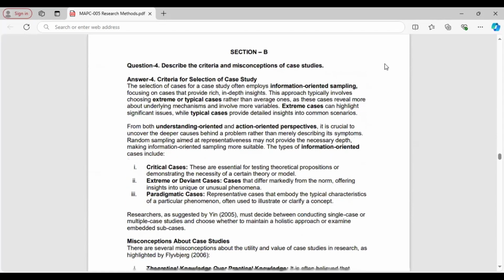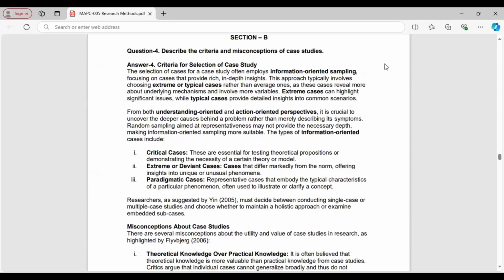Question 4. Describe the criteria and misconceptions of case studies. Selecting cases for a case study involves information-oriented sampling, focusing on those that provide rich insights. Extreme or typical cases are chosen over average ones to reveal underlying mechanisms. Extreme cases highlight significant issues, while typical cases provide insights into common scenarios.